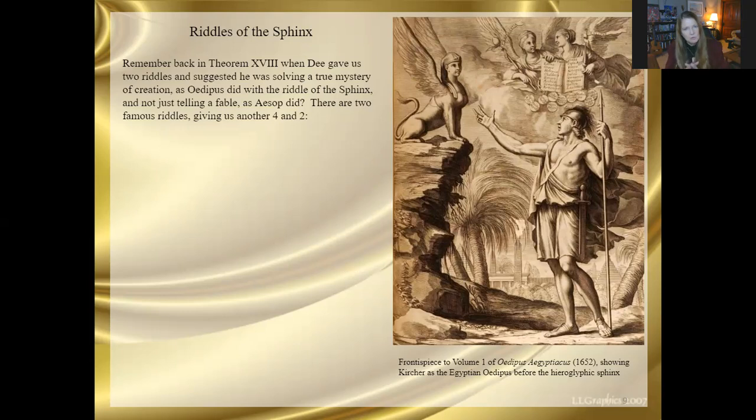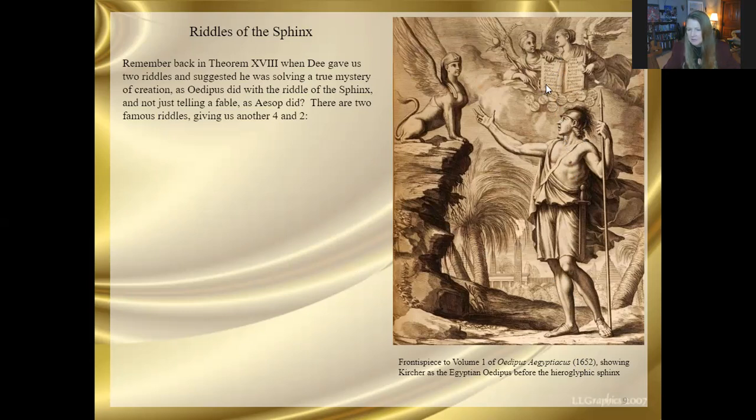He never uses the word, but guess who does? The person who plagiarizes the heck out of Dee's monad, Athanasius Kircher, in his Oedipus Aegyptiacus. Here's the frontispiece of that. And I talked about this some in Dee's sources of Cabala and the origins of the Kircher tree and all that.